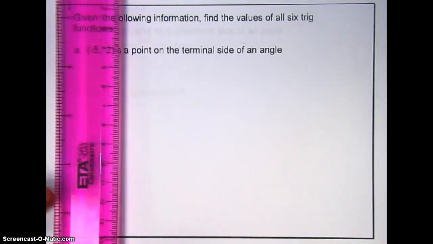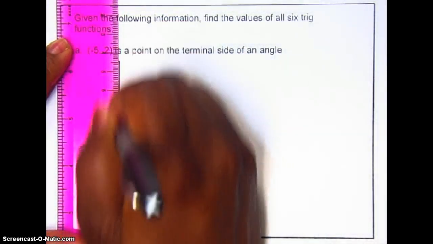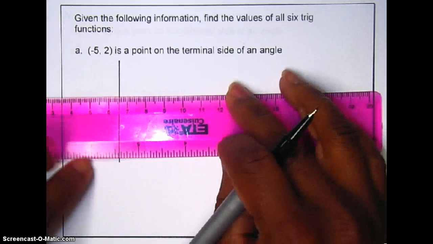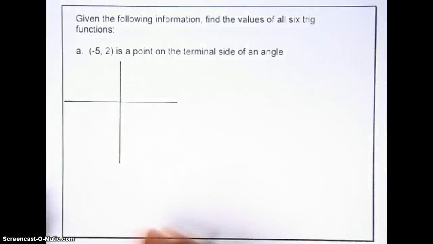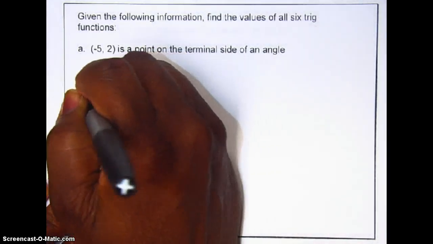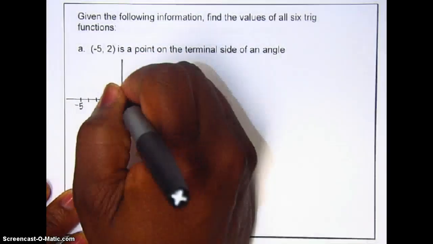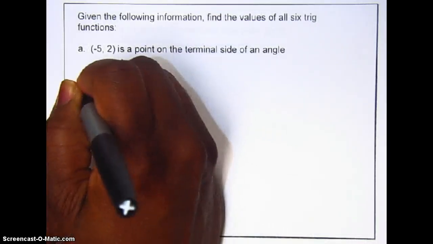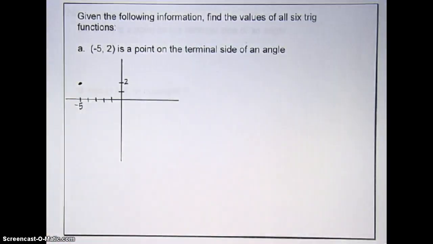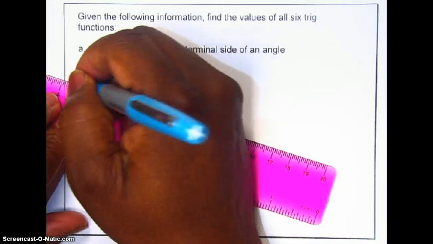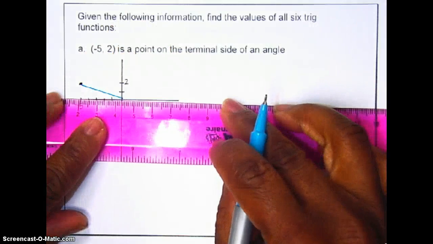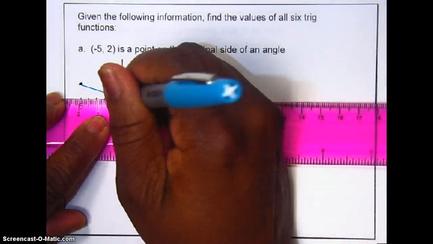I'm grabbing my ruler just to set up my coordinates. And this is a second quadrant angle. And I know that because x is negative and y is positive. And so if I space out 5 on the x to the left and 2 up, then I know that the point that I'm talking about is about there. But what I'm interested in is understanding that that is the terminal side of an angle. So now if I connect this with the origin, I'll get a better idea of the picture and the angle that I'm interested in.